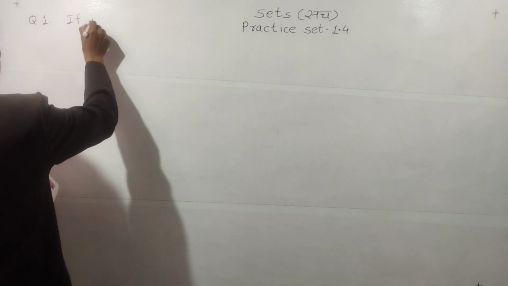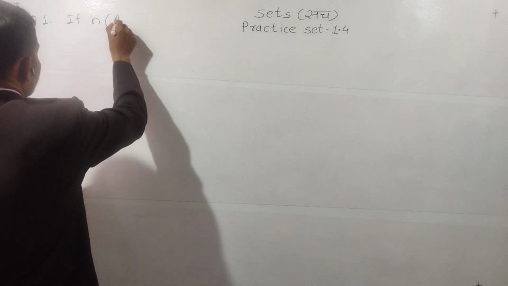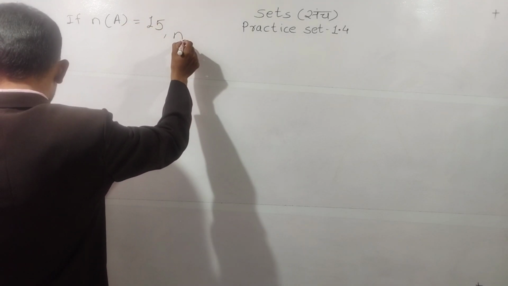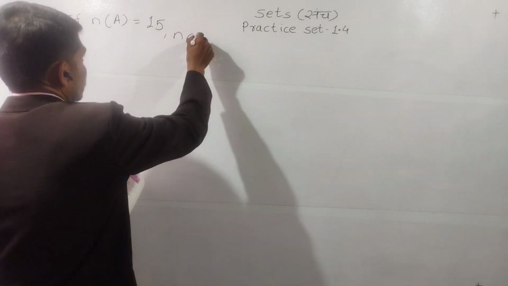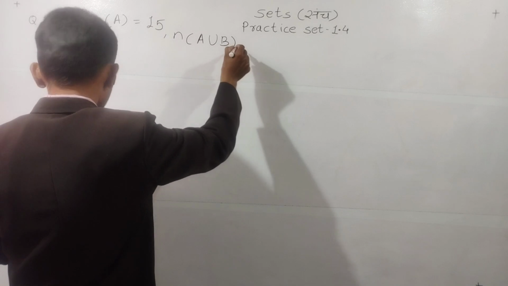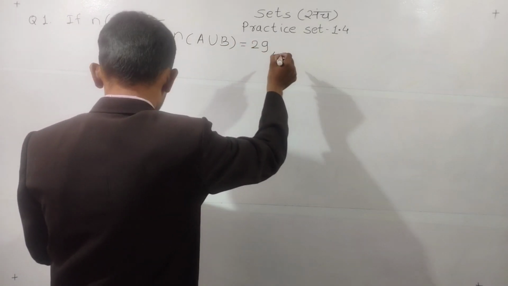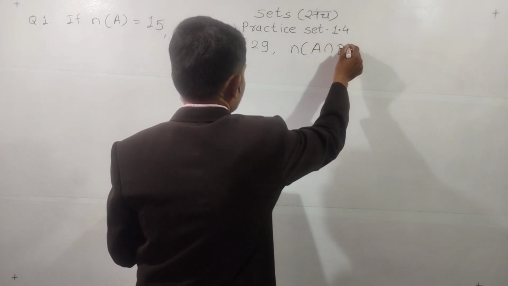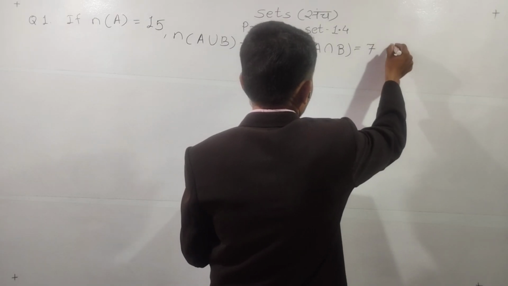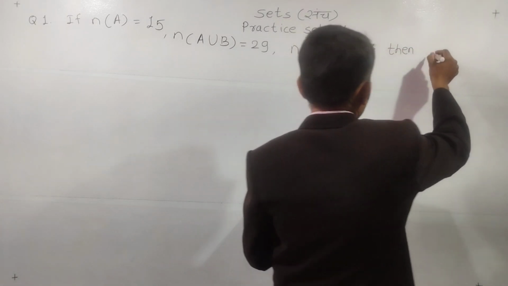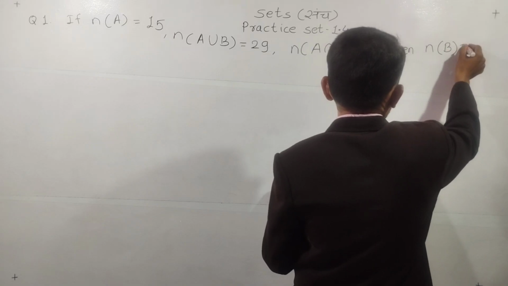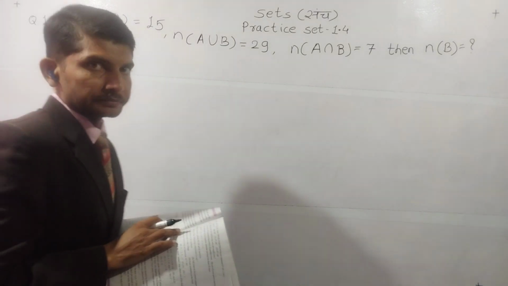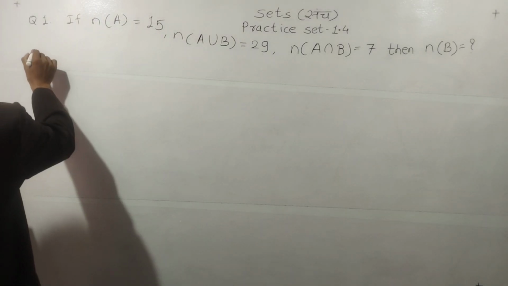If number of elements in set A is equal to 15, number of elements in set A union B is equal to 29, number of elements in A intersection B is equal to 7, then number of elements in set B is equal to, we have to calculate the number of elements in B. Okay, so what we have to do here, answer.